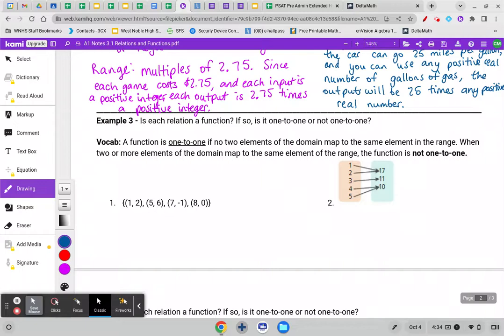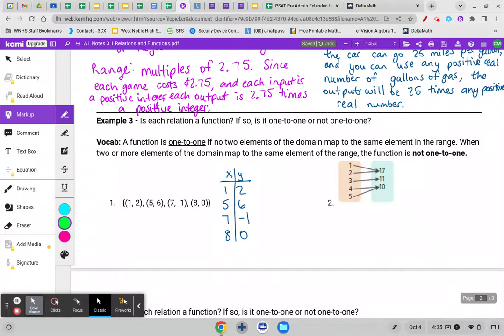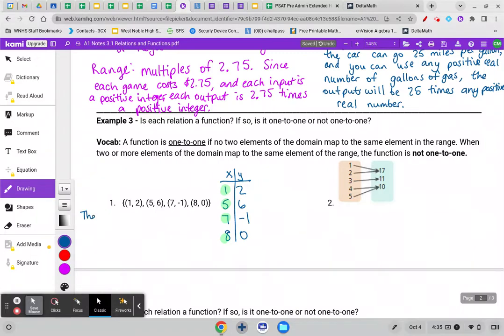So for example, if I write these guys out in a t-chart, so it's x comma y, they're just coordinates, 1, 2, 5, 6, 7, -1, 8, and 0. I basically just want to see if my x values are ever repeated. Because each x value is different, this is a function, okay? So we can say the relation is a function.